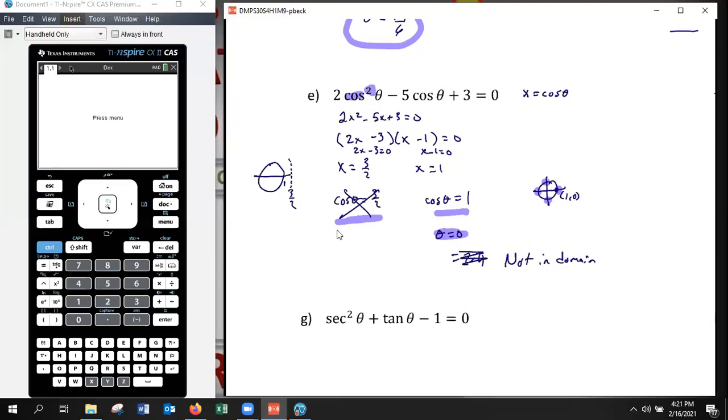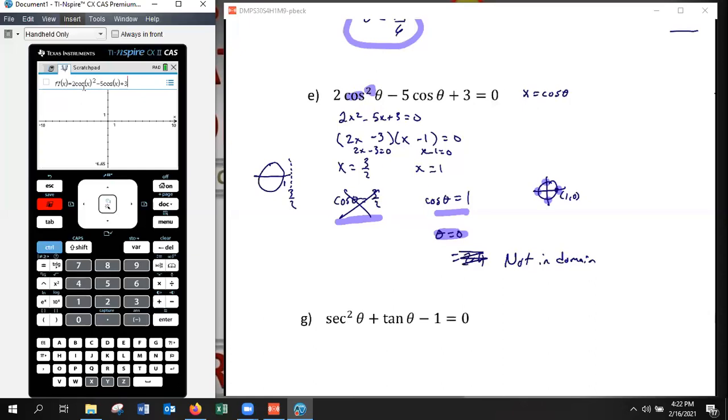One of the things that I like to do is take a look at the graph of this as well. So I'm going to go ahead and type in 2 cosine of theta. We have to put it in as x here. So 2 cosine squared, and then minus 5 cosine x plus 3.